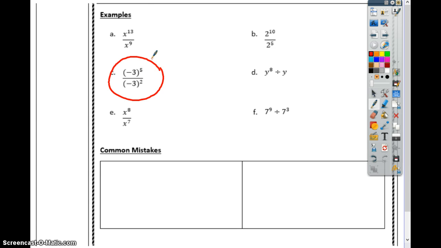Parentheses. What do I have left? Top or bottom, am I going to have some negative 3's left? I'm going to have some negative 3's left. On the top, how many? 3. Those canceled out. I have 3 left. What's left on the bottom? Nothing, because those all disappeared. So that equals, with parentheses, negative 3 to the third power.